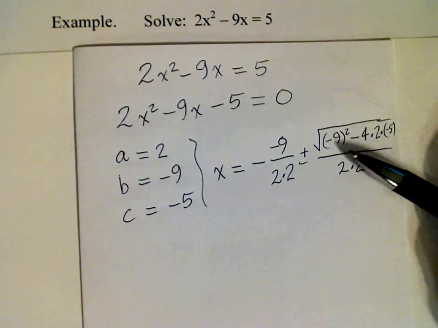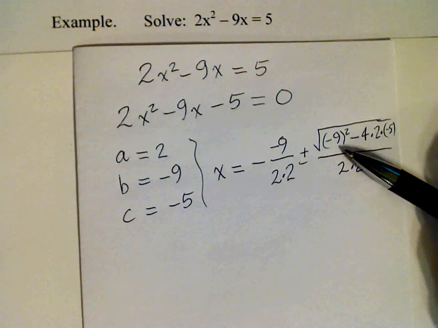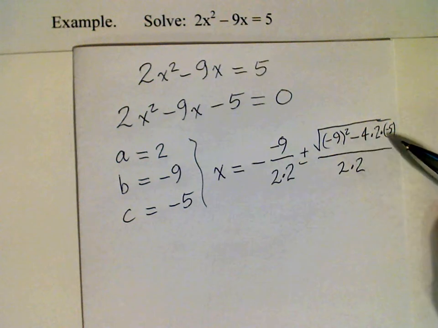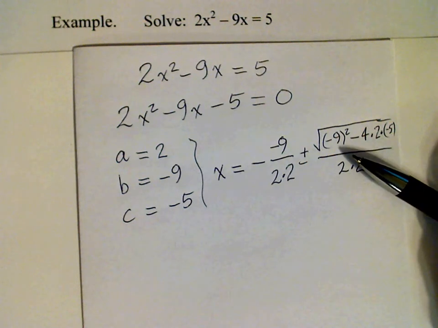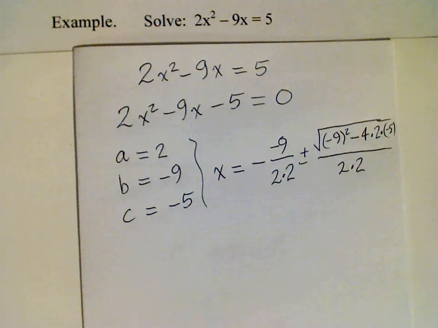Now you notice I put my negative numbers in parentheses when squaring or multiplying. This is just precautionary. If you do not put them in parentheses and you're not careful with your calculator, then you can end up with the wrong answer. So just be careful and use parentheses to avoid error that way.